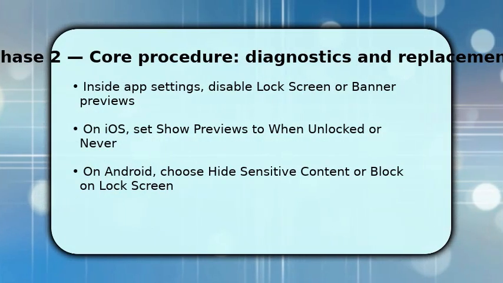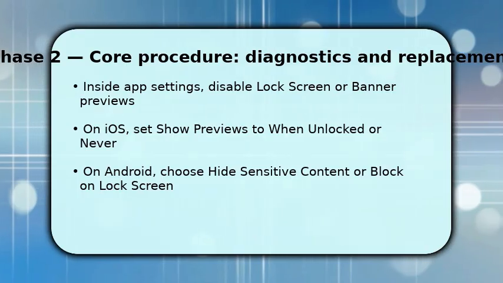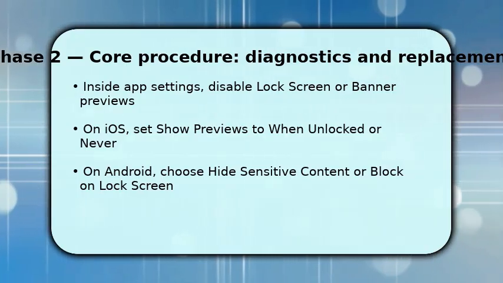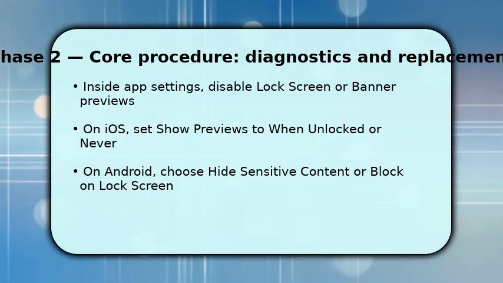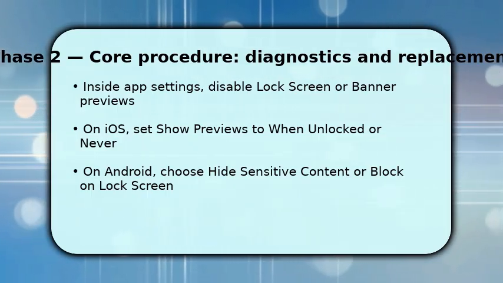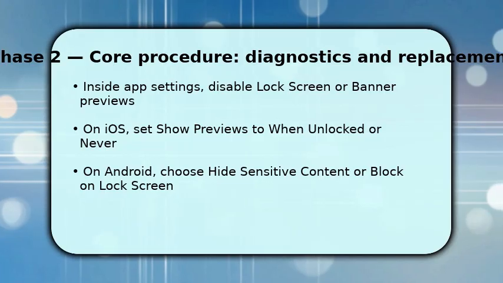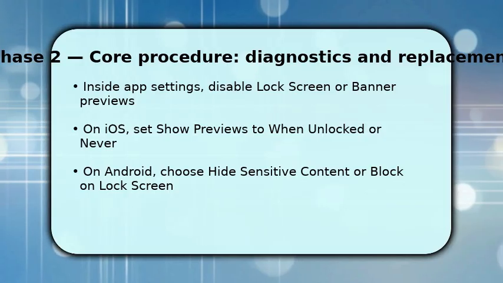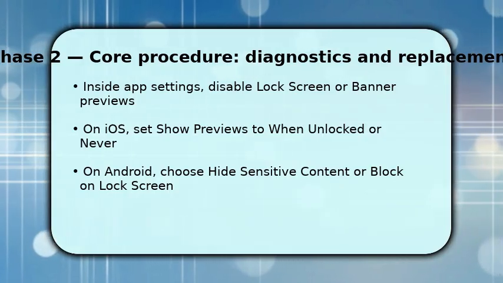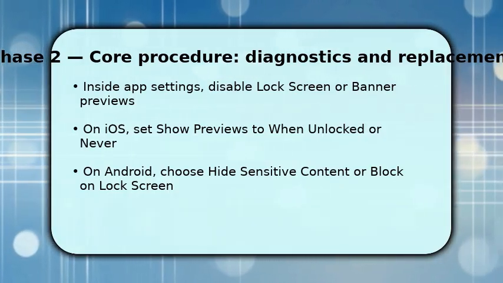Now focus on the app itself. You open the messaging app's notification options and disable lock screen or banner previews for conversations. On iOS, choose When Unlocked or Never so messages only reveal after authentication. On Android, pick Hide Sensitive Content or Block on Lock Screen to keep sender names or content concealed.